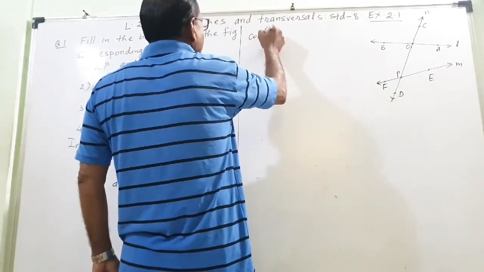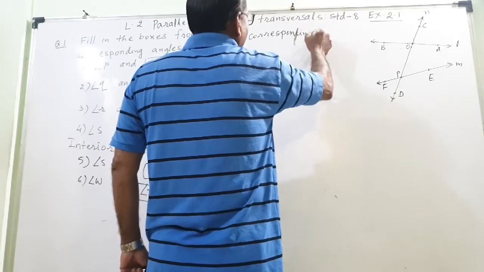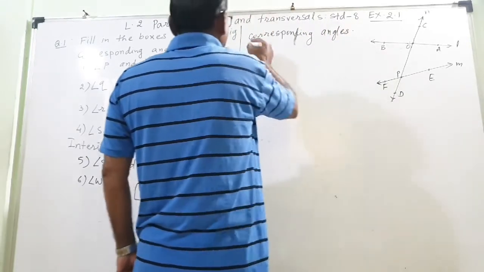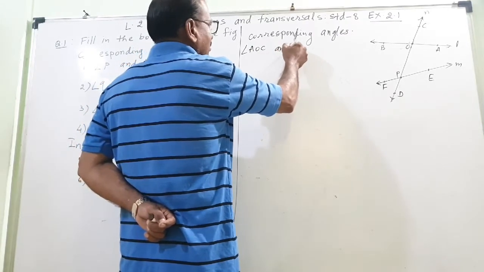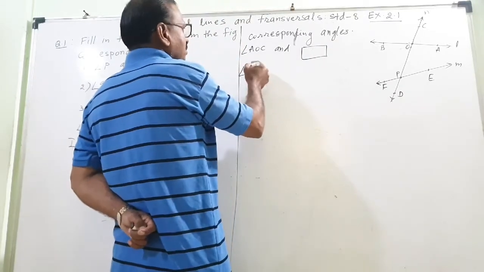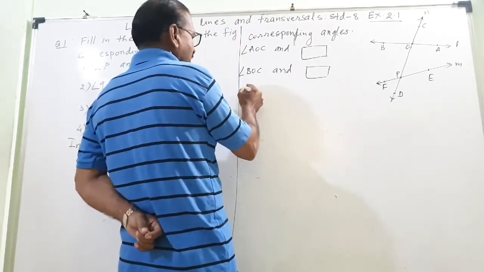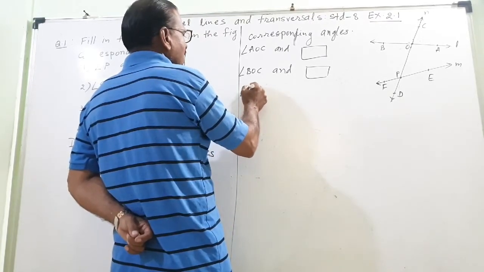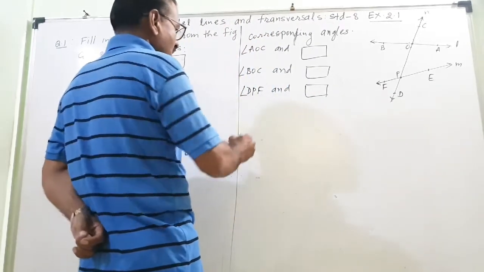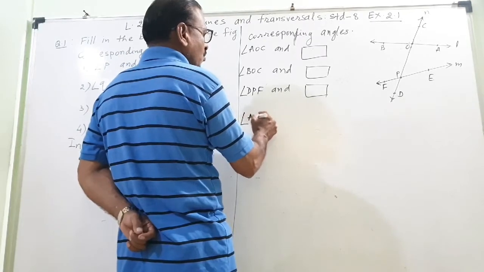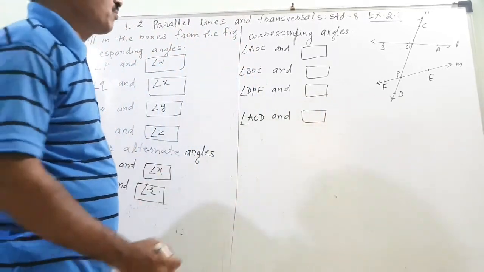So first question, corresponding angles. These pairs I have to find. Question number one is angle AOC and box. Angle BOC and box. Next, angle DPF and box. This is the homework for you. Angle AOD and box. These four questions I am giving you for the corresponding angles.